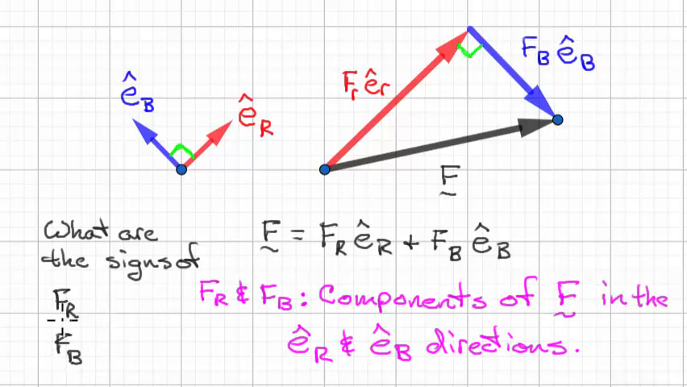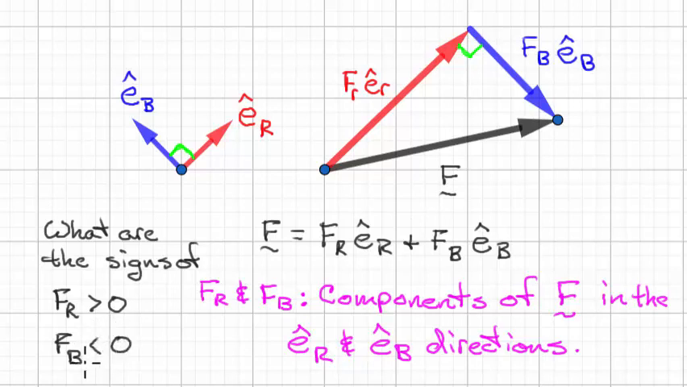Okay, sign of FR. The answer is FR is positive. E hat R goes upward and to the right. This component of F has to be upward and to the right if the vector sum is going to work out. So therefore FR, this component vector, has to be in the same direction as E hat R. So FR has to be positive. That's the only way I can get that component vector to go in this direction right there. Yes? FB is the opposite.